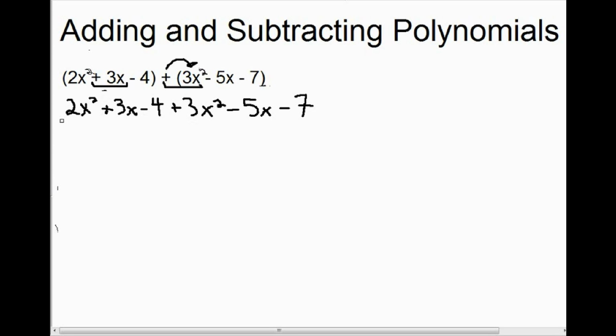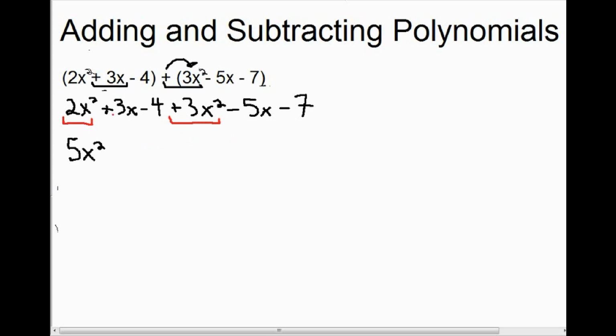So let's start with 2x squared. If we look at this whole math sentence and ask ourselves, is there a like term with 2x squared? There is, and we have to look carefully at the operation. It's plus 3x squared. Well, 2x squared plus 3x squared would make 5x squared. We add the coefficients, and the variable stays exactly the same.